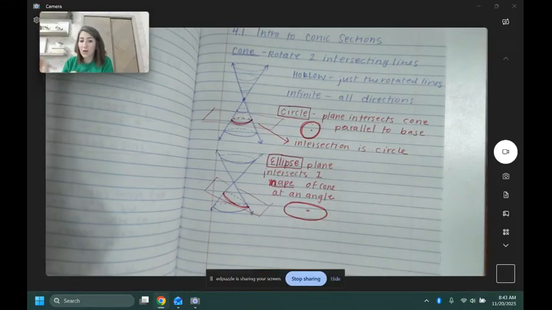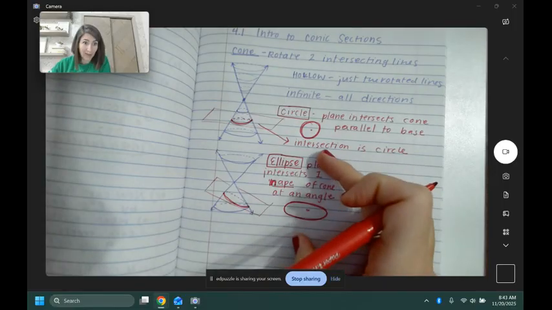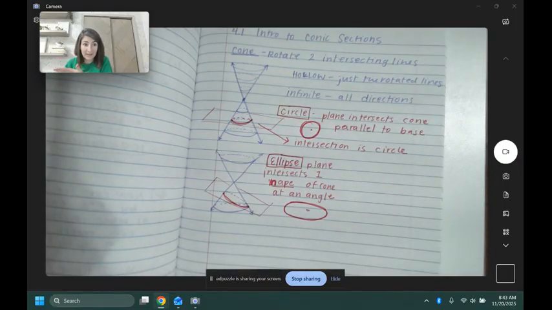Pretend that that's perfect. It's going to be wider than it is tall, or taller than it is wide. So it'll either be longer left to right or taller up and down. This is an ellipse.